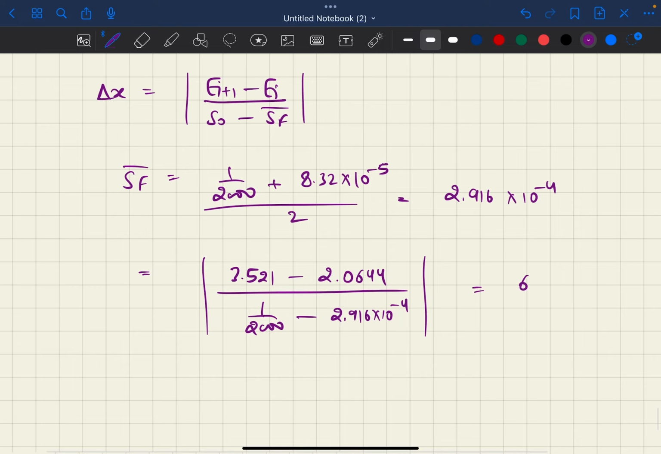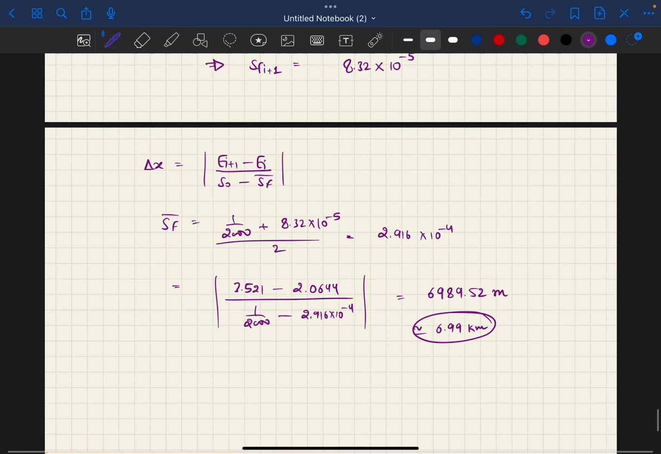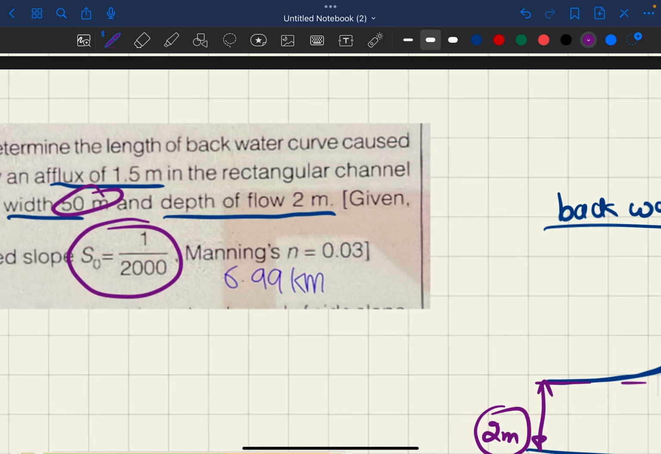So it's coming around 6989.52 meters. So it's close to 6.99 kilometers. This is going to be our answer. Hence solved. Answer is correct.